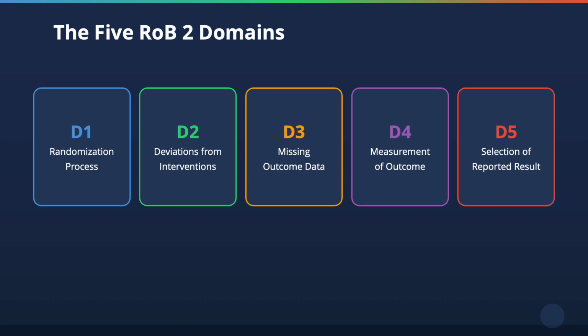Domain 2 examines deviations from intended interventions. Domain 3 looks at missing outcome data. Domain 4 evaluates the measurement of the outcome. Domain 5 assesses selection of the reported result. Together, they provide comprehensive coverage of all major ways bias can creep into study results. In the next several slides, we will go through each domain in detail. Pay close attention to the specific signaling questions because they form the backbone of your assessment.